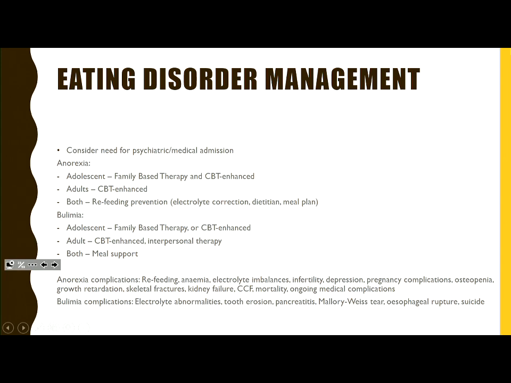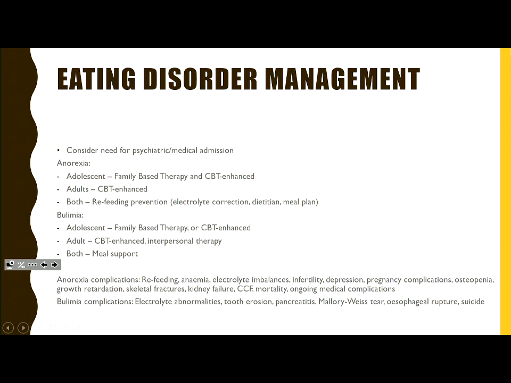So for adolescents with anorexia, family-based therapy and CBT enhanced are recommended. CBT enhanced is a special type of CBT that was specifically designed for bulimia. It also is effective in anorexia. For bulimia in adolescence, you would also start with family-based therapy and then consider CBT enhanced. For adults with anorexia, CBT enhanced.